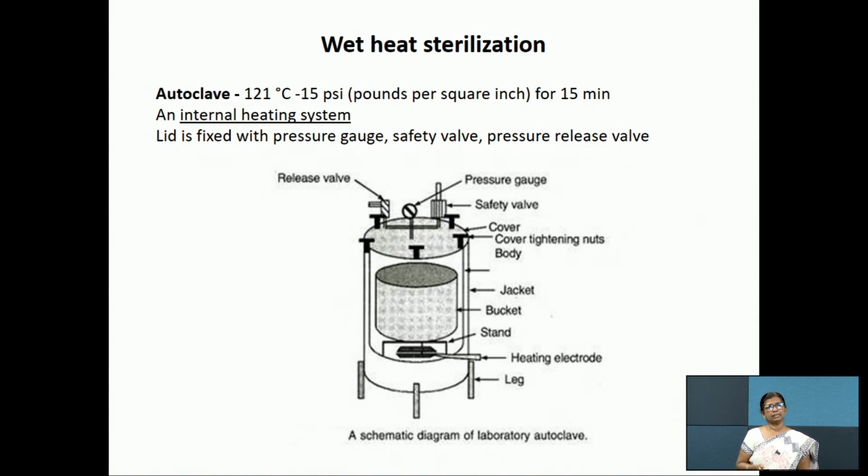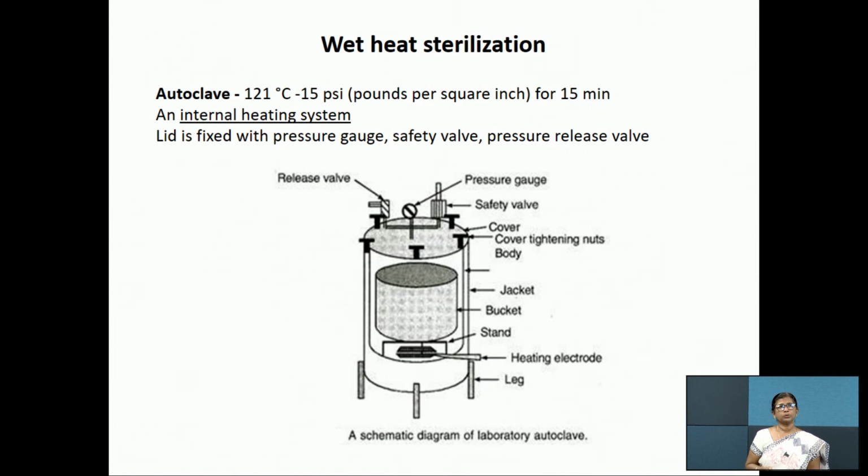For wet heat sterilization, an autoclave is used. This autoclave has a metal body inside which there is the internal heating system, that is a coil present at the bottom, and at the top it has the lid. The lid has the pressure gauge, safety valve as well as the pressure release valve. All these things are present in the lid.